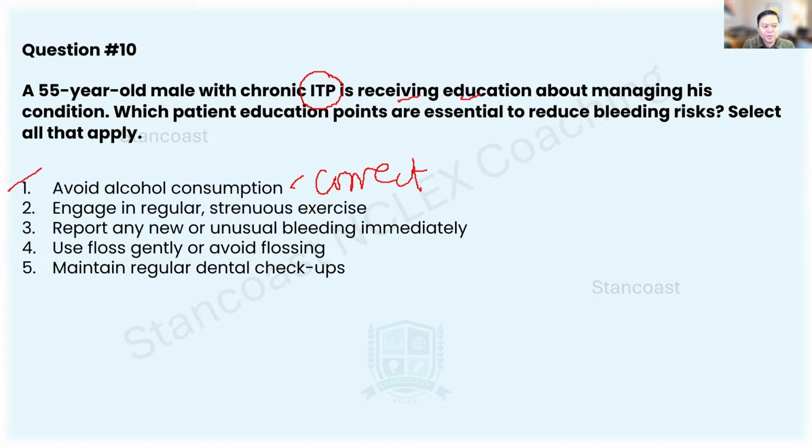Now, what about number 2? Engage in regular strenuous exercise. Are we supposed to educate the patient about regular strenuous exercise? Of course not. This is going to be unsafe for the patient, so we are eliminating this one. Unsafe.